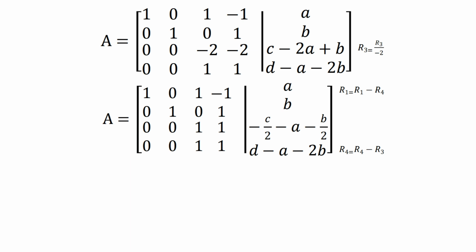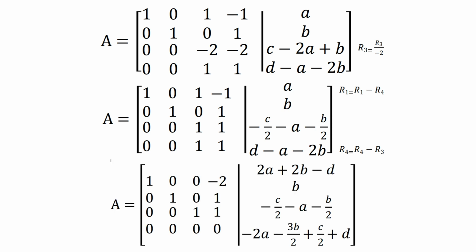Now we are going to subtract row 1 by row 4 and subtract also row 4 by row 3. So our new matrix, we have this. A is equal to this matrix. Column 1, we have 1, 0, 0, and 0. Column 2, we have 0, 1, 0, and 0. Column 3, we have 0, 0, 1, and 0. Column 4, we have negative 2, 1, 1, and 0.